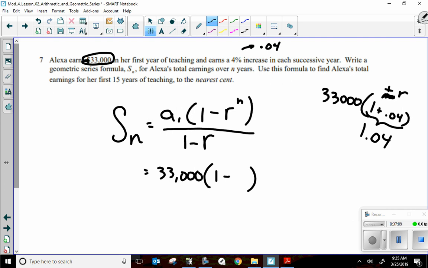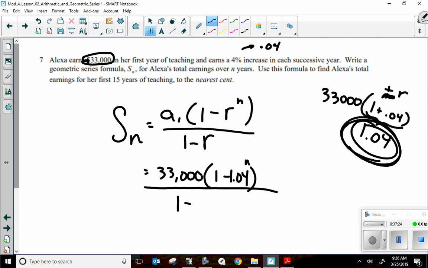So my rate is 1.04 to the n all over 1 minus my common ratio. I said rate before. This right here, 1.04. Okay, that's the trick. That's where it's going to throw everybody off. Okay, now this is an equation. Here's the formula. They want to know in year 15, how much has she earned altogether?